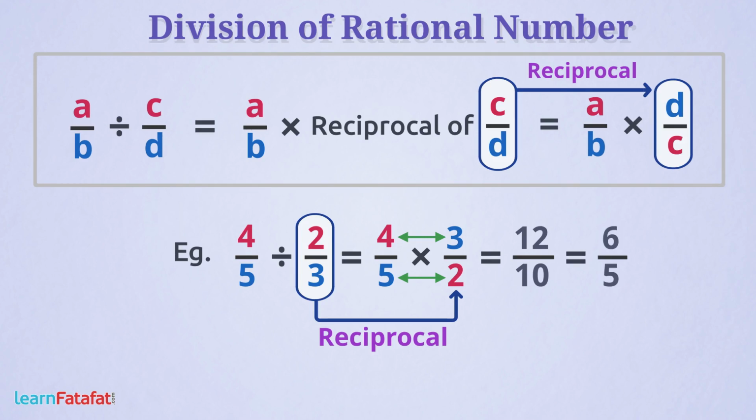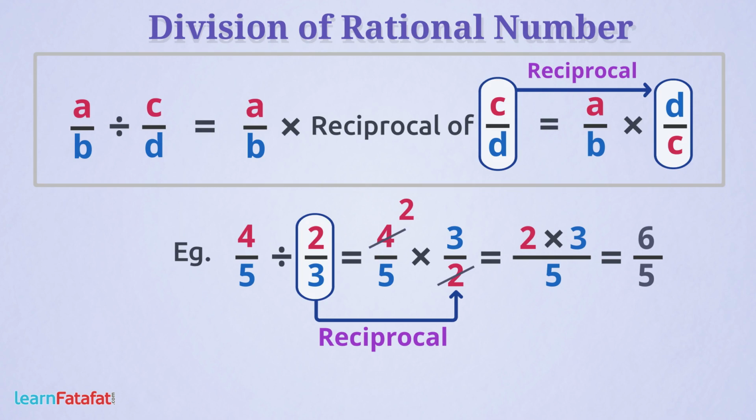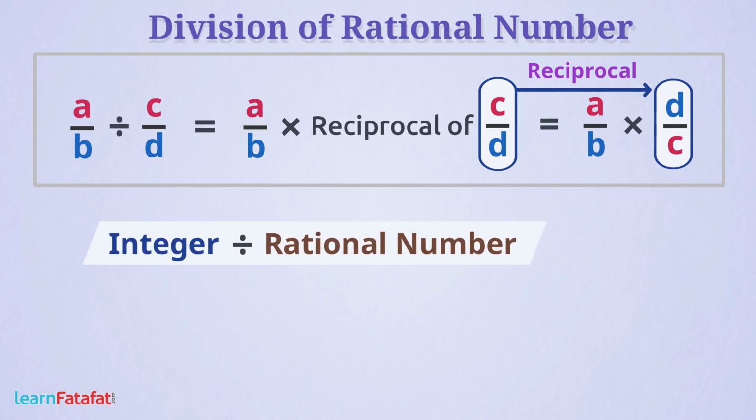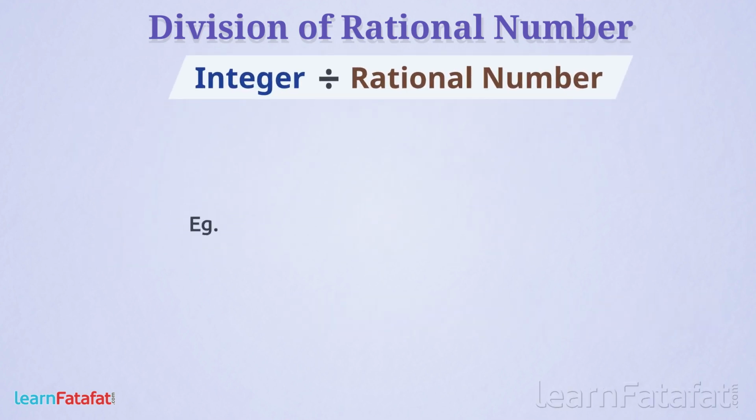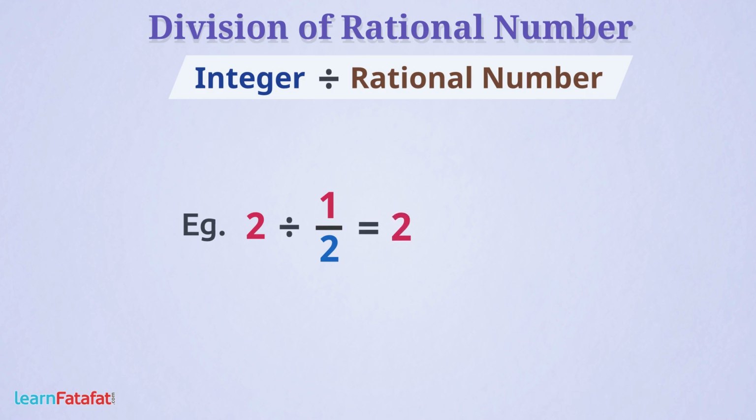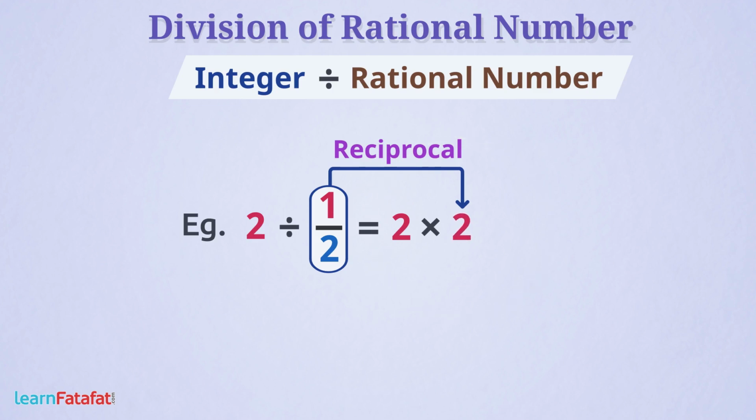To make calculations simple, you can also divide 4 by 2. Solving in such a way also gives the same result. Likewise, for division of an integer by a rational number or a rational number by an integer, the method remains the same. For example, 2 divided by 1 by 2 is equal to 2 into the reciprocal of 1 by 2. The reciprocal of 1 by 2 is 2, so we can write the given expression like this and solving which we get 4 as the answer.